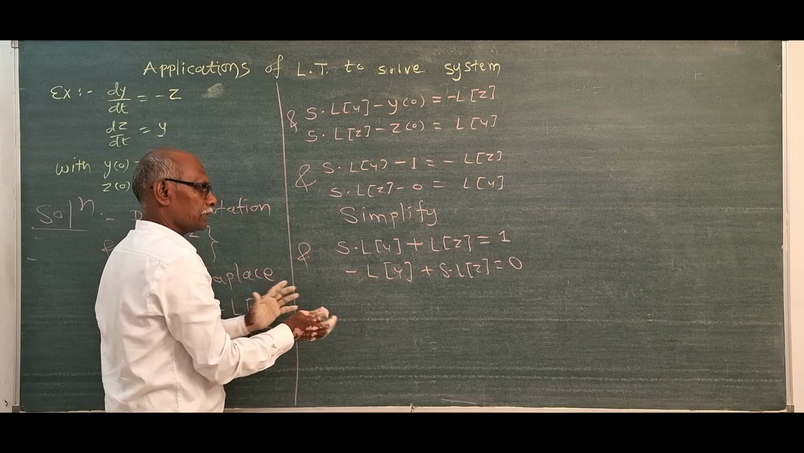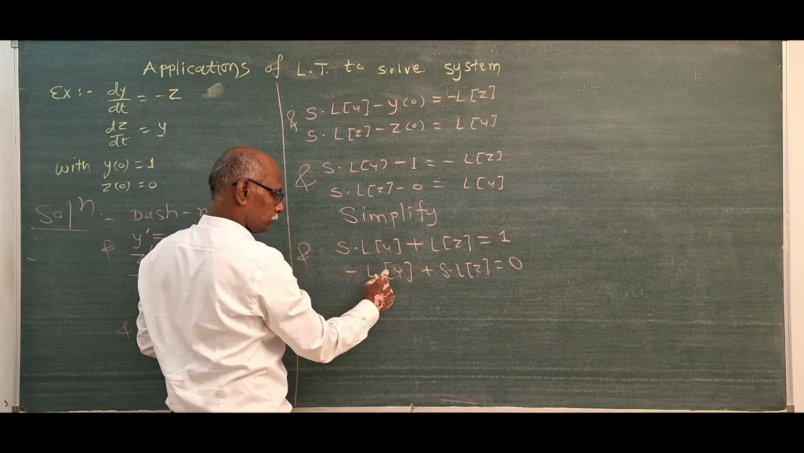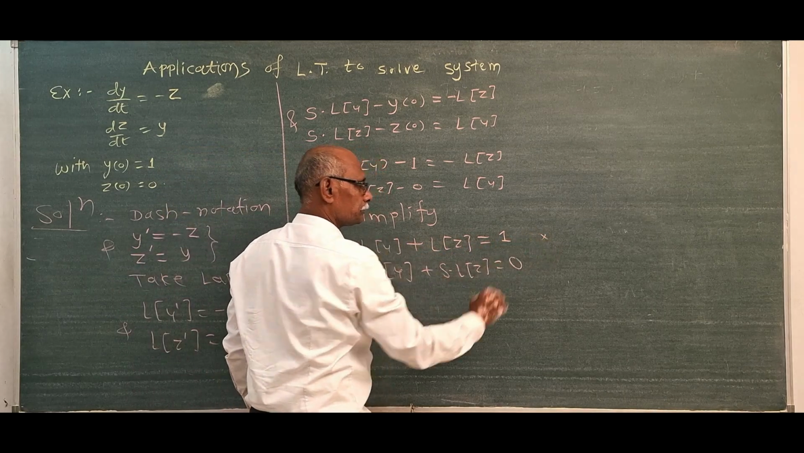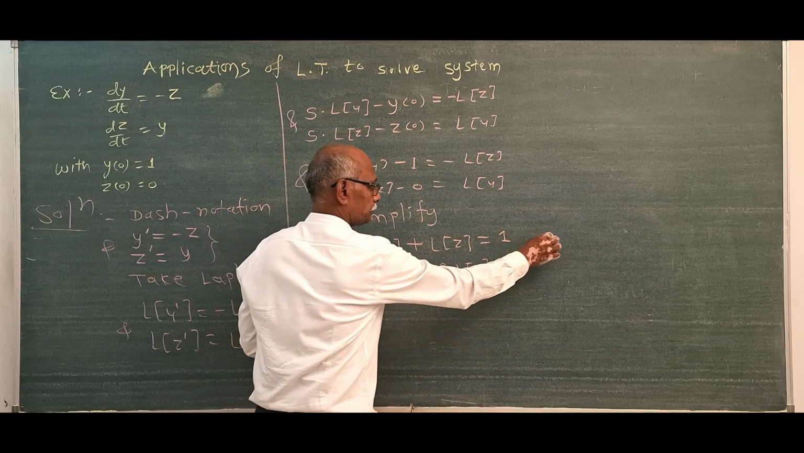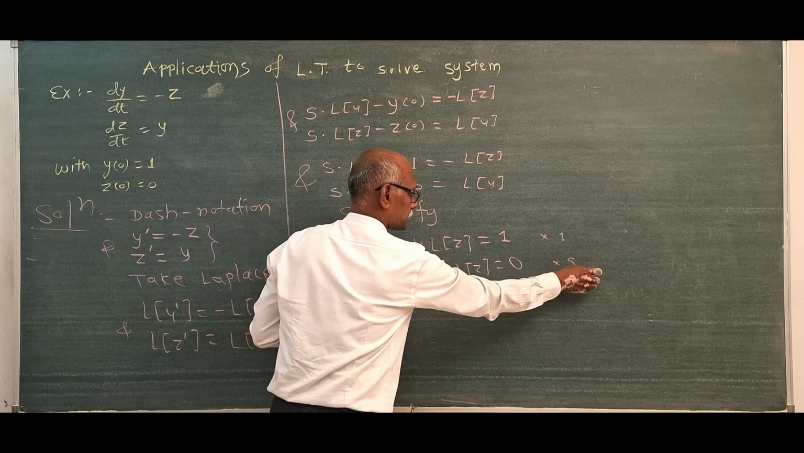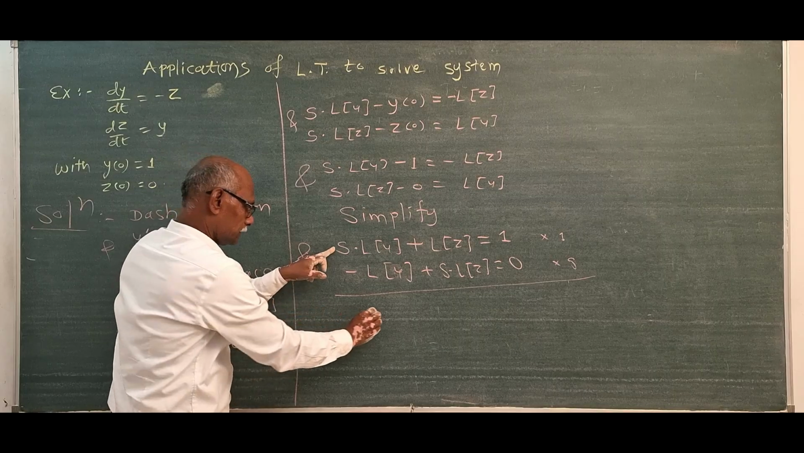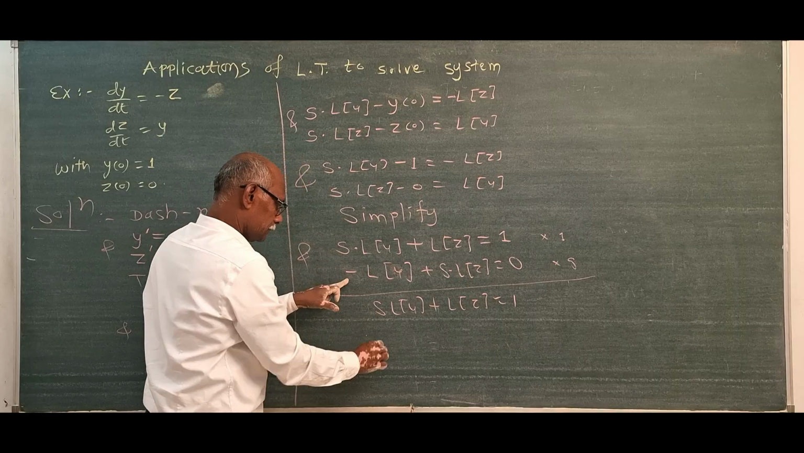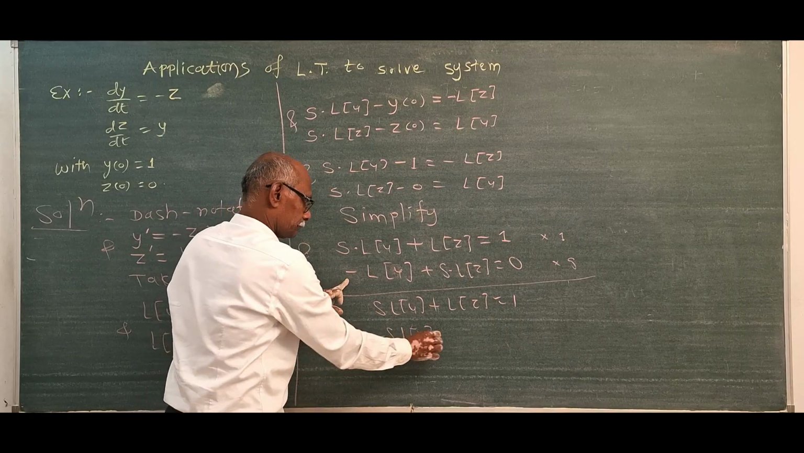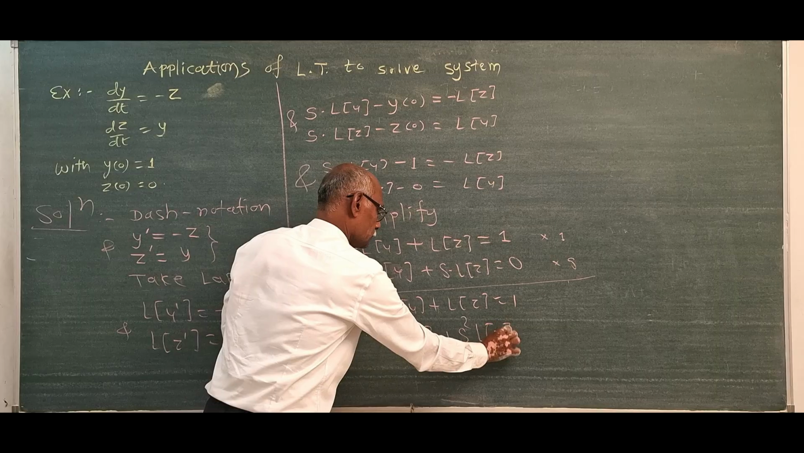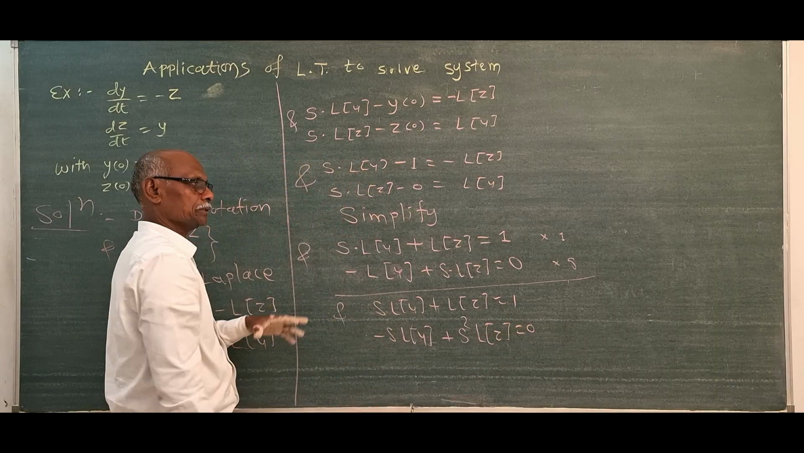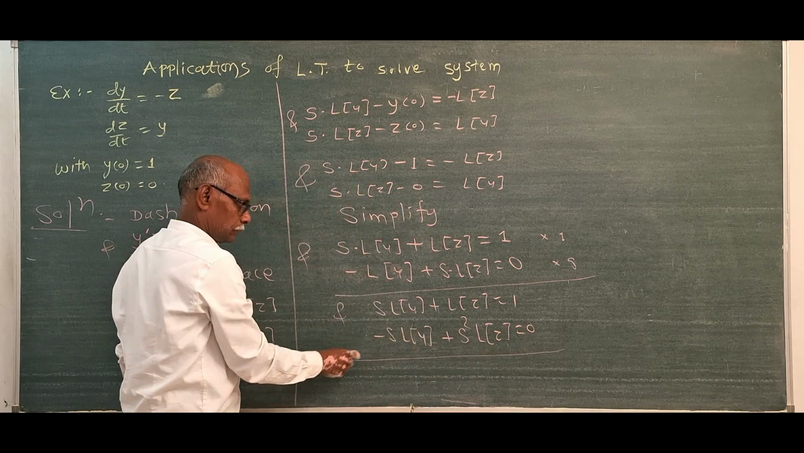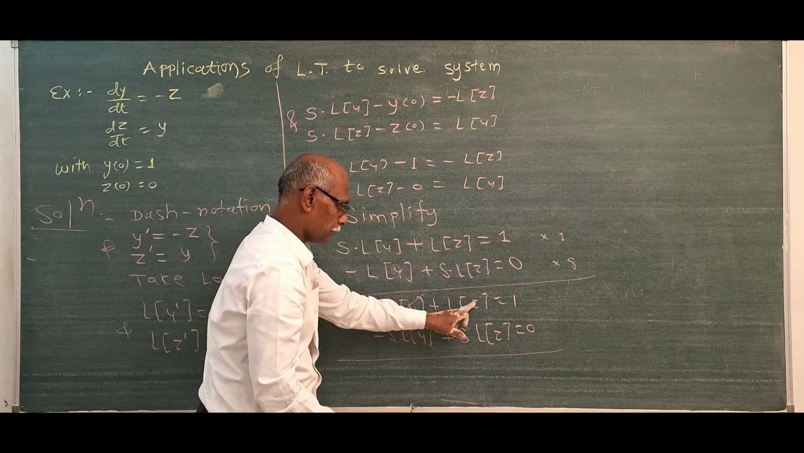Now combinedly we can solve this. We have to eliminate L of y. So we multiply this equation by 1 and multiply this equation by s. What is the job? This remains as it is, but there is a change. See what is going on? It is the method of solving a system of differential equations by using Laplace transform. Now if you add, we get elimination, and here we are left with this.